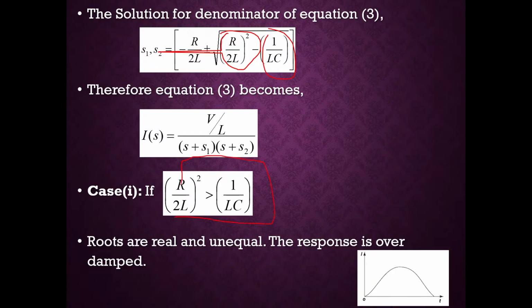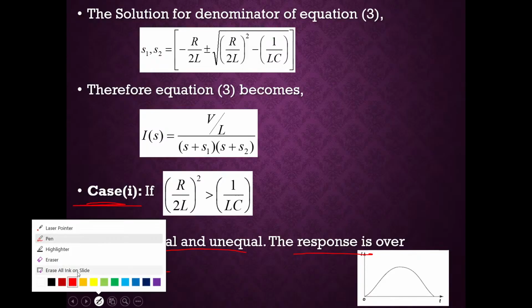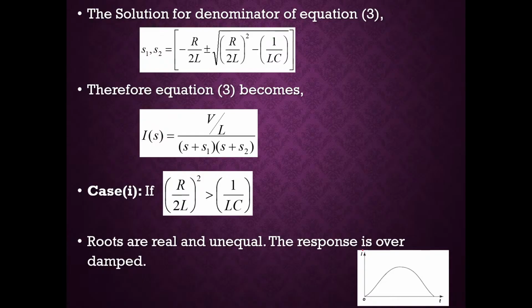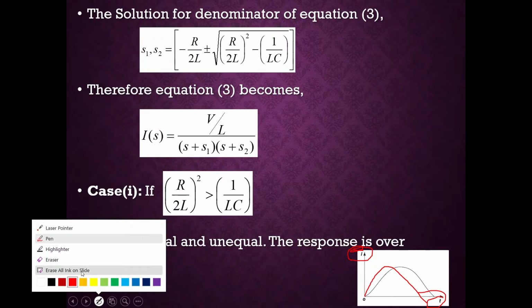Case 1, first case. Let us assume it's just an assumption. R by 2L whole square is greater than 1 by LC. If that is the case, then the roots are real and unequal and the response is an over-damped response. If you plot the graph for current, that is, the response with respect to time, this is the response that you are going to get. So it's an over-damped response.